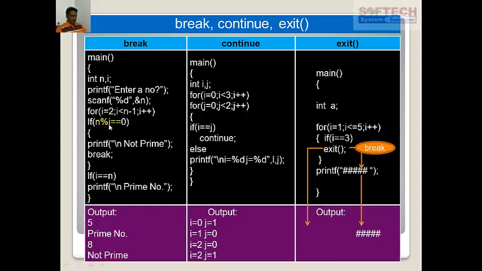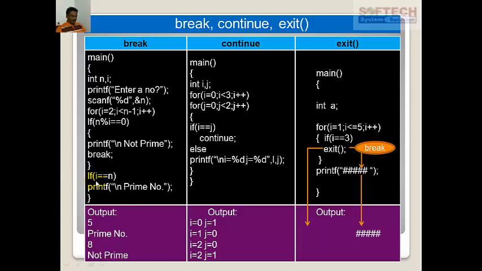If we execute the same program and put 8, let's start with 2. 8 modulus 2, the result is 0. 0 equal to 0, condition true. So it is divisible by 2, so it is not prime. Here we put break. The break is only applicable in switch case and for loop, not if. So it breaks the for loop and comes out.